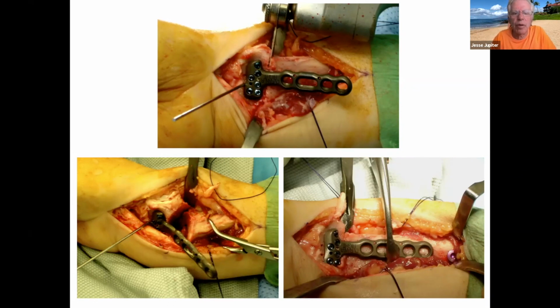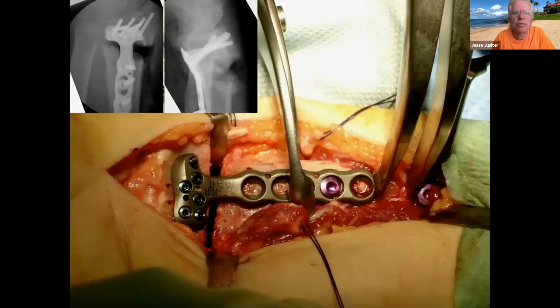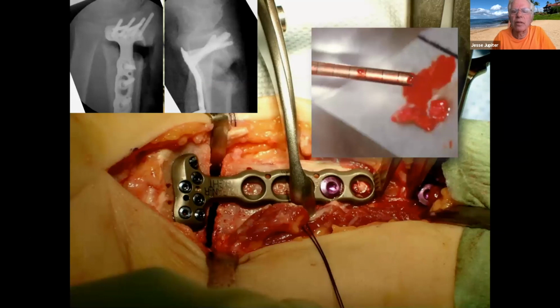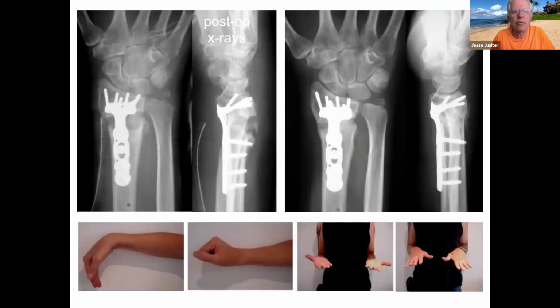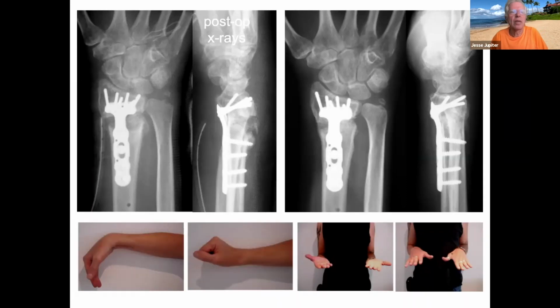So as Peter pointed out, the soft tissues are very important here. And to get a better correction, you really have to concentrate on releasing these soft tissues. And here's the defect, and bone graft can be applied through that defect pretty successfully. And here's the follow-up as such.